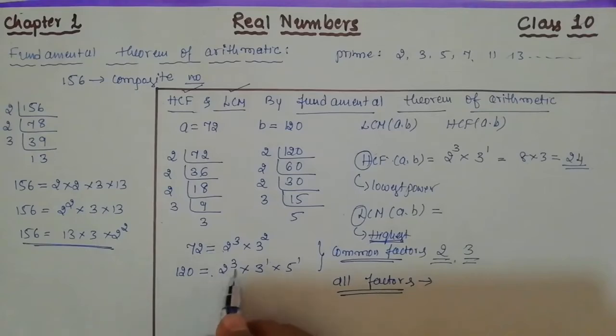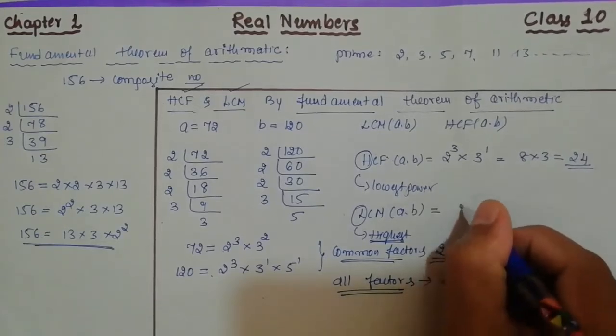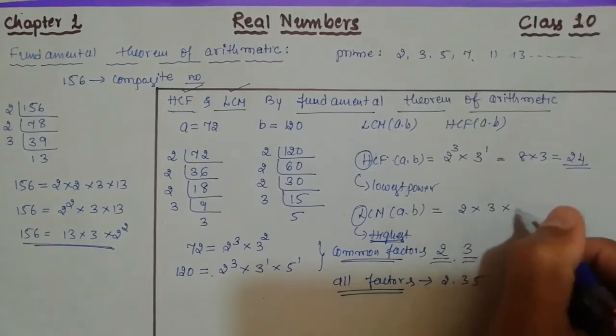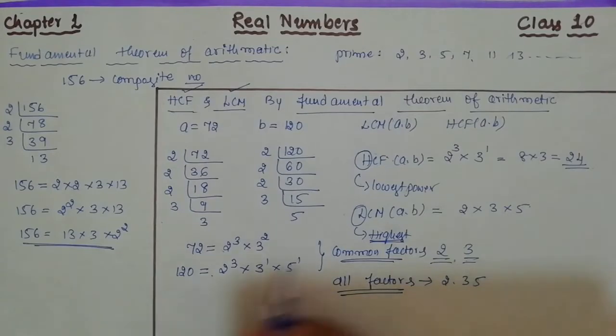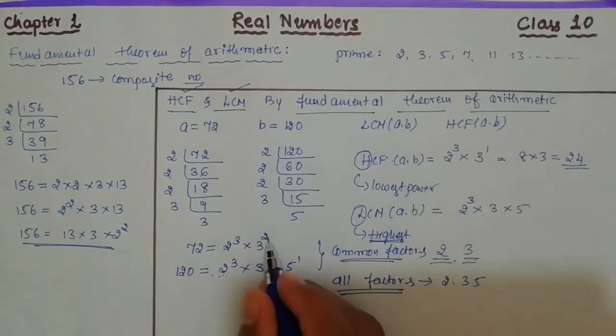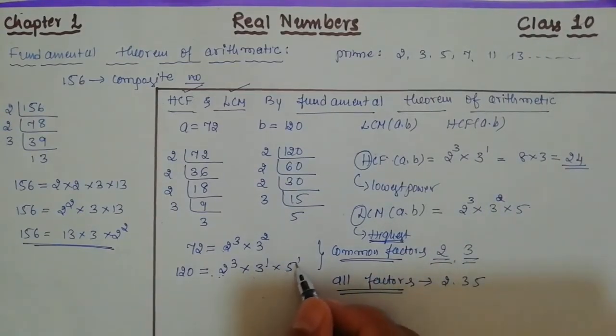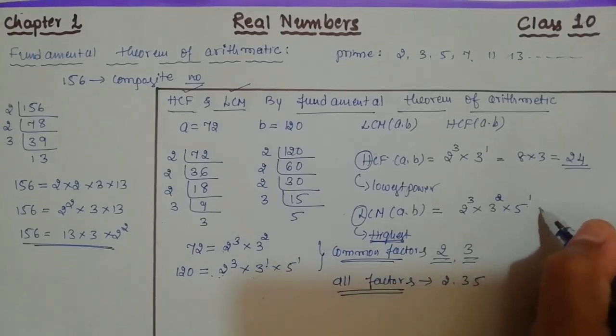So what are the different factors present here? 2, 3, and then 5. Okay, 2, 3, 5 are the different factors. I'm going to write 2 into 3 into 5. Now for the exponent, you need to write the highest exponent. What is the highest exponent of 2? 3. Here the same is present, so you need to write the same thing. But for 3 power 2 and 3 power 1, what is the highest exponent among these two? 2. That's why I'm going to write 2. But 5 power 1, 5 is absent in one number, but you need to write the same thing. So that's why it will become 5 power 1.